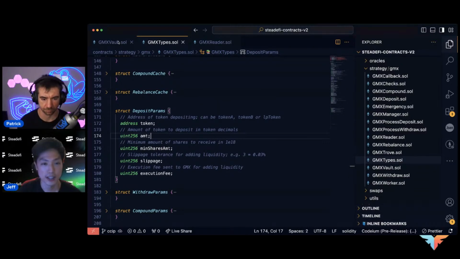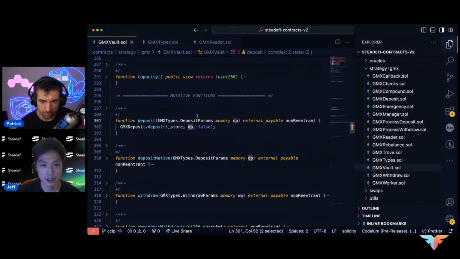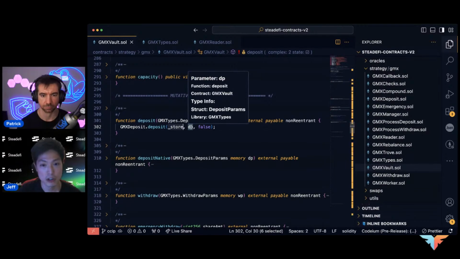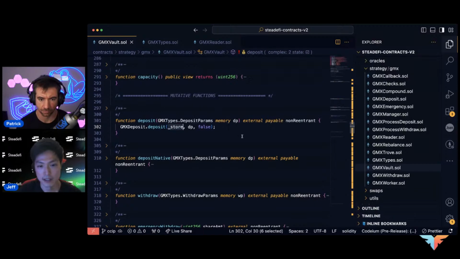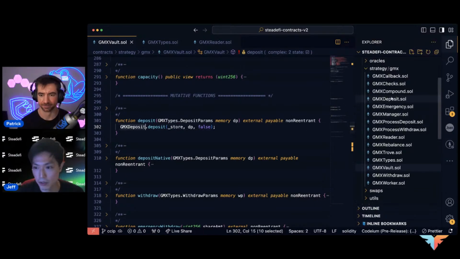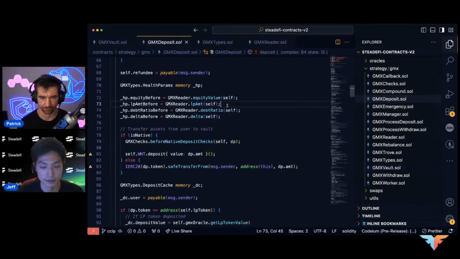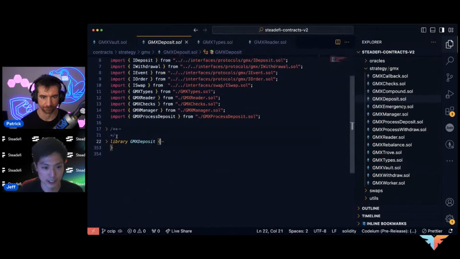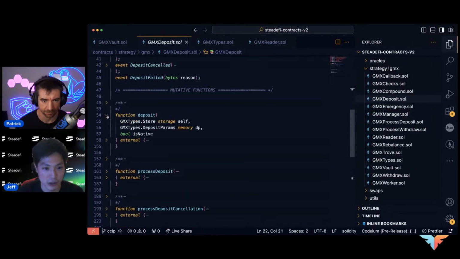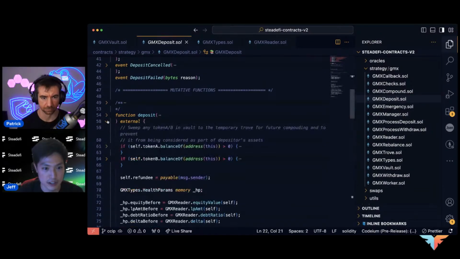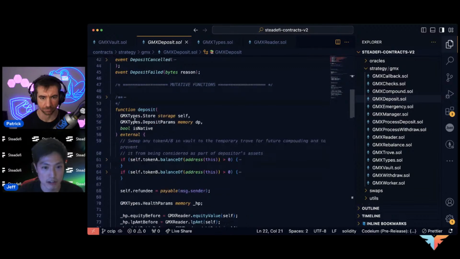Yeah. Okay, let me go back to deposit. A lot to talk about. So okay, we have this. We pass in the store, we pass in the deposit parameters, and then we have this thing called false. Instead of guessing what it is, let's just go into the library. So here it's the GMX deposit library. I'm going to keep folding this. Okay, and then here we go into the function itself, and this is a relatively longer function.